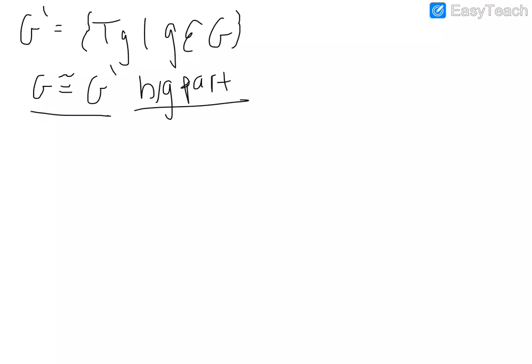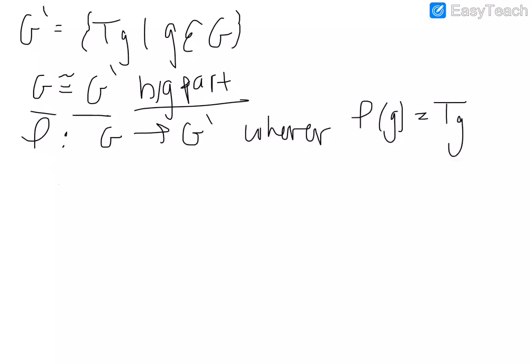Okay, so now we're going to consider a map. Shoot, that looks too much like an integral sign. For phi, wow, I cannot draw phi. Sorry, I wrote it out. So phi is a map of G to G prime, where phi of G is equal to T sub G. So that is our prereq.